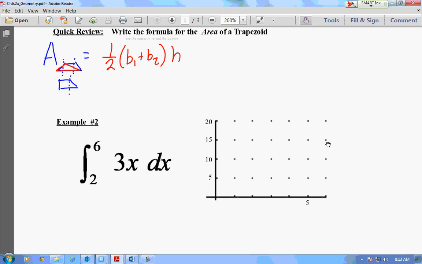Okay, so it's there. It's just really, really light and really small.